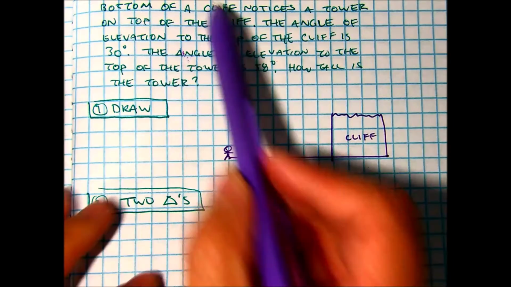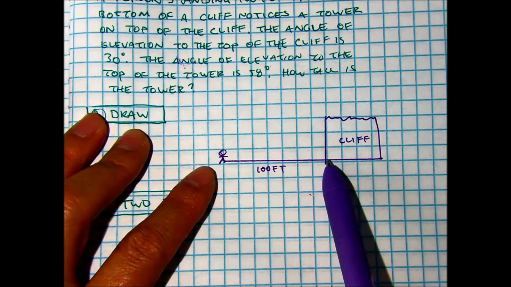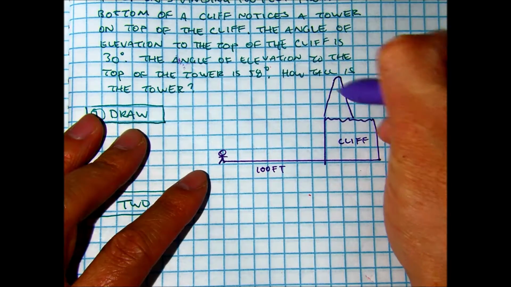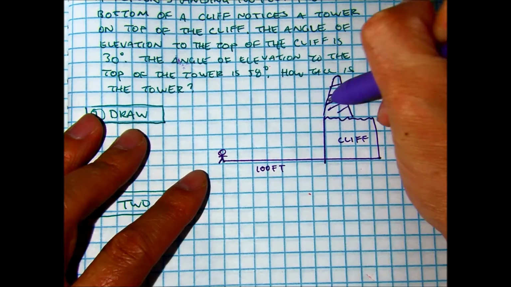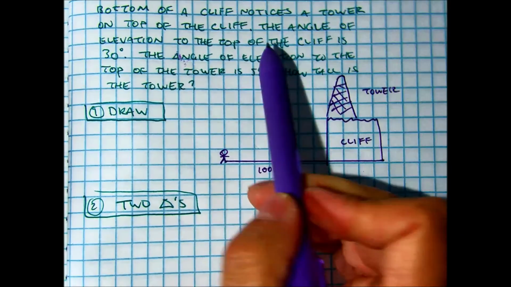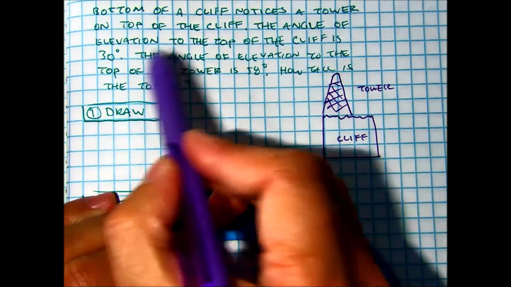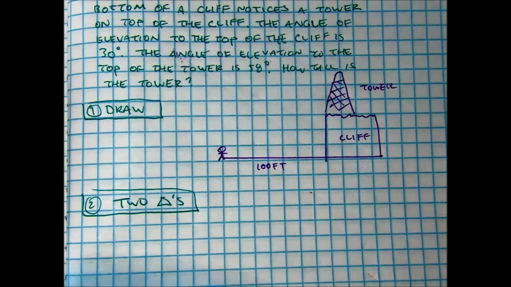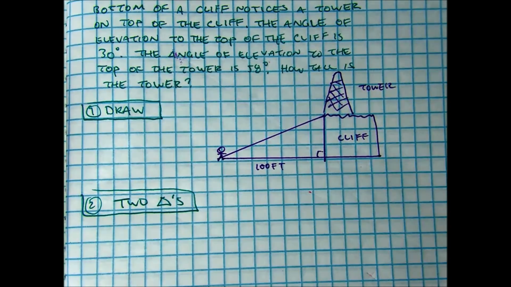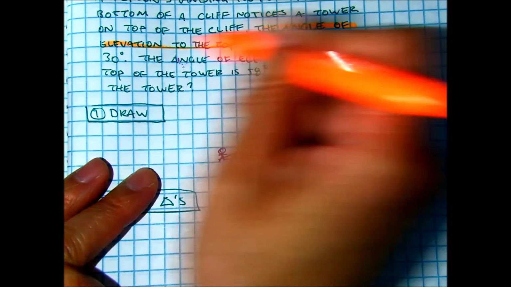A person standing 100 feet away from the bottom or base of a cliff notices a tower at the top of the cliff. Tower. The angle of elevation to the top of the cliff. So elevation. So this is the top of the cliff. Right angles. So the angle of elevation to the top of the cliff is 30 degrees.